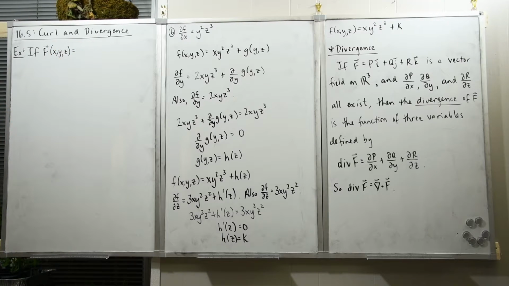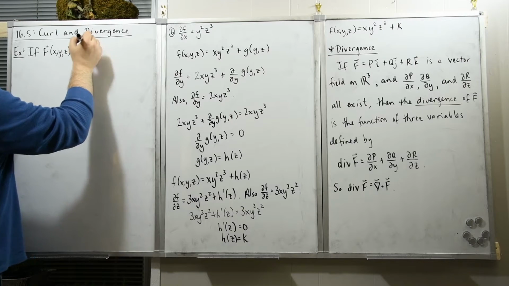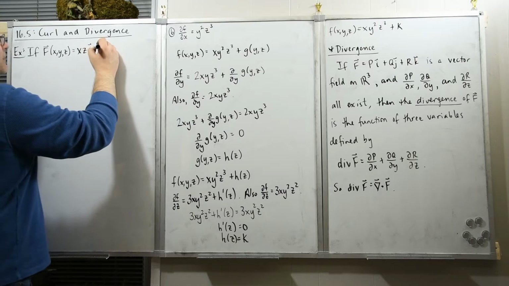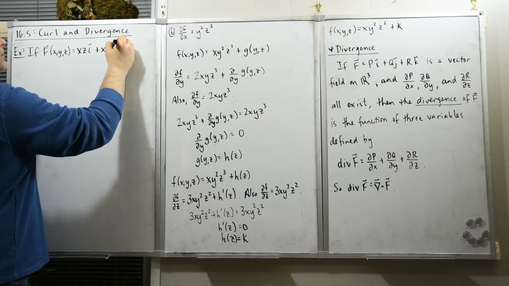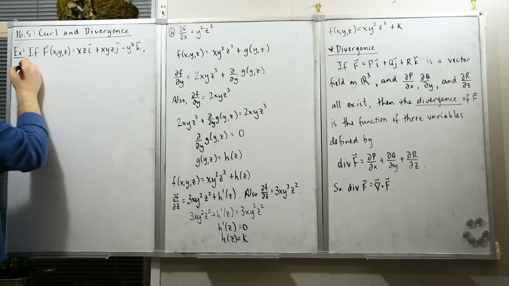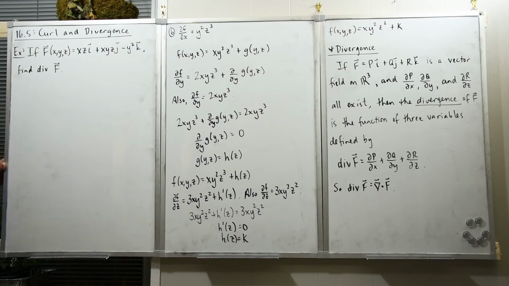And this will be a familiar example. F equals xz i plus xyz j minus y squared k. We're going to find the divergence of F.